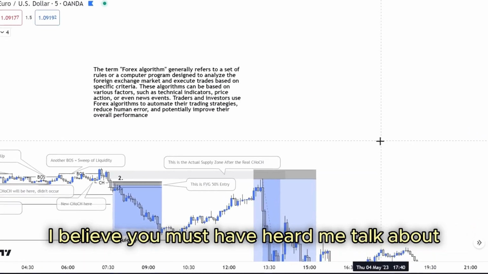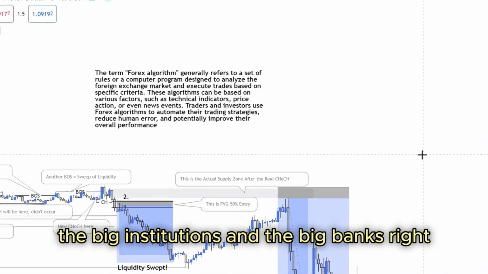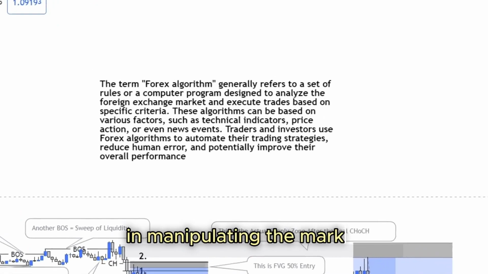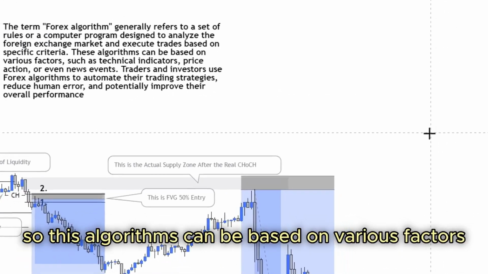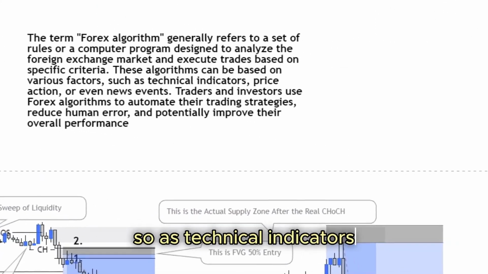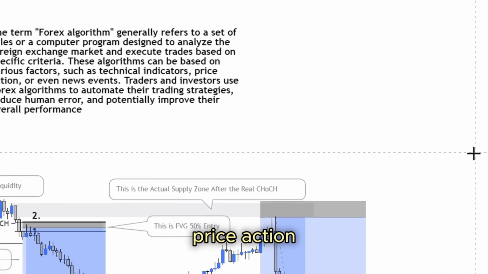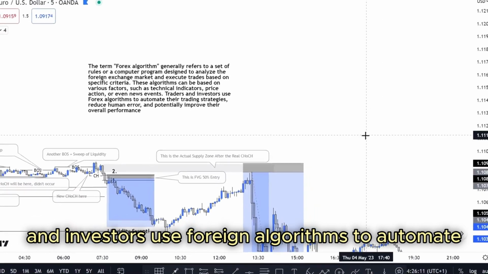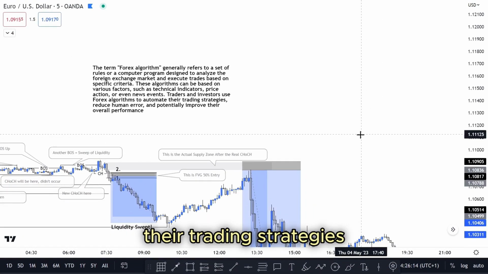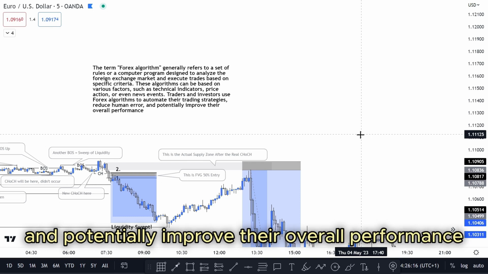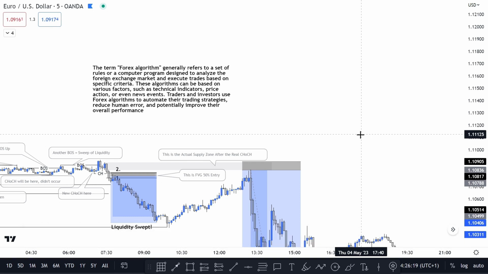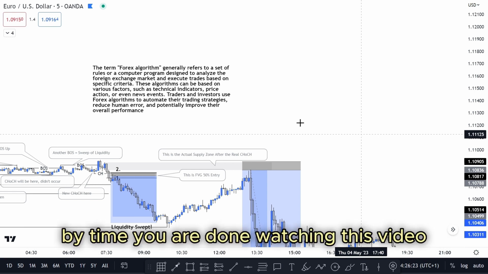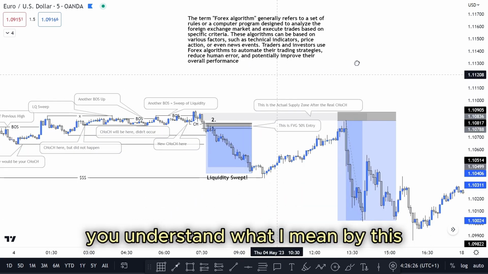I believe you must have heard me talk about the big institutions and the big banks, right? These are the tools that they actually use in manipulating the market. These algorithms can be based on various factors such as technical indicators, price action, or even news events. Traders and investors use forex algorithms to automate their trading strategies, reduce human error, and potentially improve their overall performance. Now, before you say, oh, but I'm still trading manually, don't worry. By the time you are done watching this video, you'll understand what I mean by this.